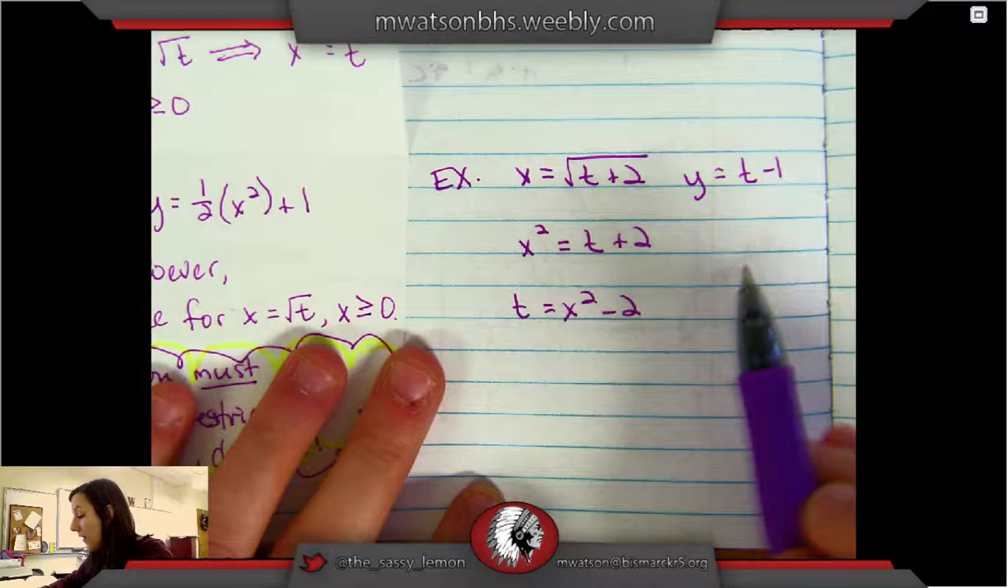So now we're going to plug this in where t is at, and we end up with y equals x squared minus 2 minus 1. And of course these two constants are like terms, so we're going to say y equals x squared minus 3 such that x is greater than or equal to 0. So no negative numbers are involved.